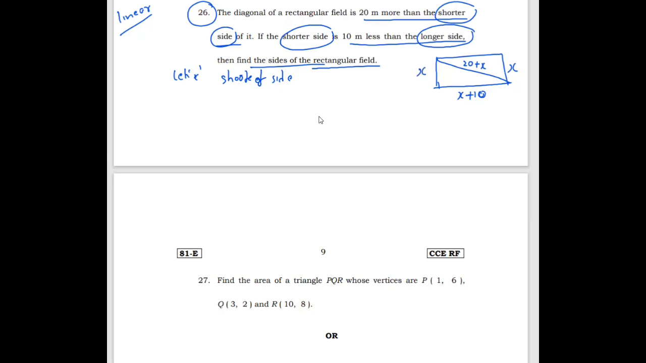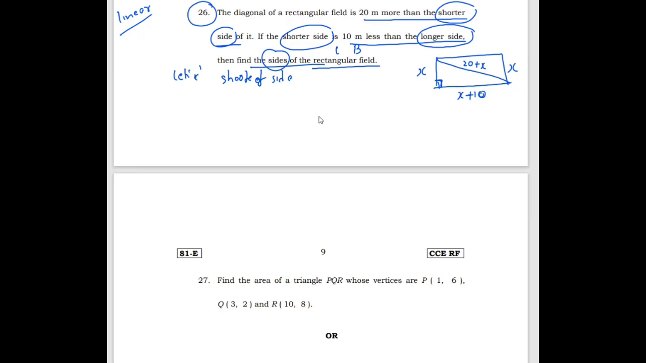Okay, so now how to solve this? We have to find x. If you find x, you can find the longer side. So they're asking to find the sides of a rectangle, which means they're asking to find the length and the breadth. So now here, how can I solve this? I need to give some expression to it. Now if you see, it is a right angle triangle. Rectangle means it is 90 degree. Now I'll apply Pythagoras theorem.